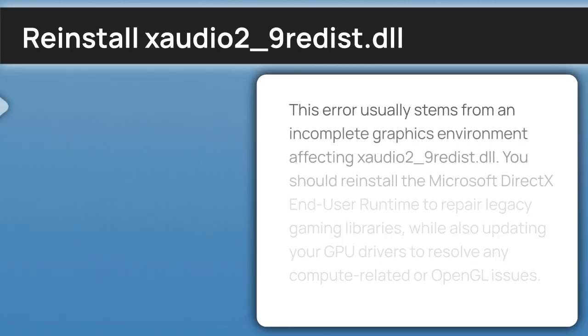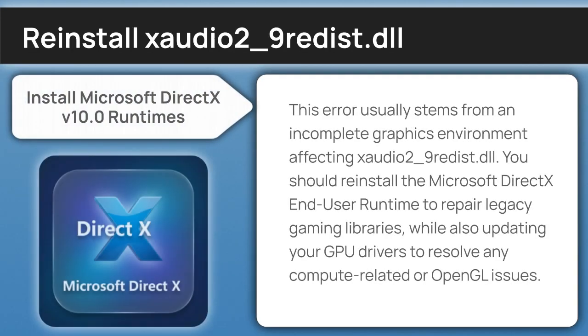For errors involving the Xaudio2 9 redistributable, the best approach is to re-establish your legacy gaming runtimes. Utilize the Microsoft DirectX End-User Runtime installer to restore missing DirectX files, and refresh your graphics drivers if the DLL is linked to hardware acceleration.